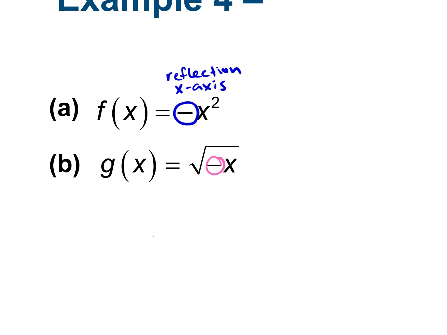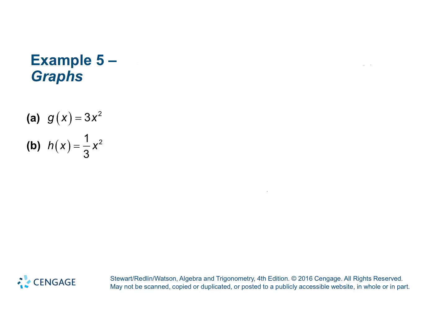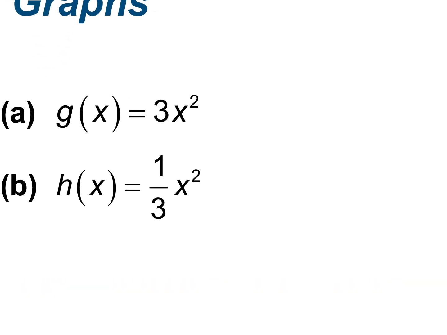Inside is a reflection on which axis? The Y-axis. Example 5. When we multiply, this is the outside because there's no parentheses or anything. When we multiply a number that's greater than 1 on the outside, what does that do to our graph?